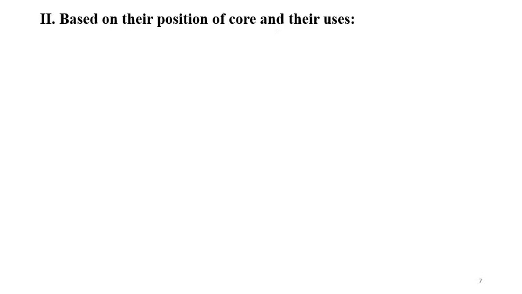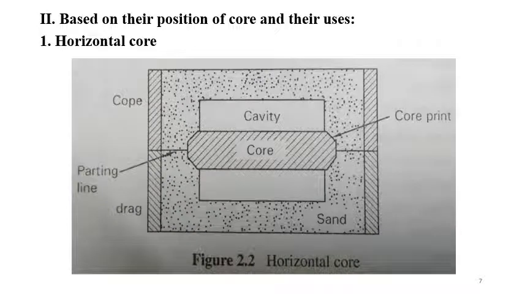Second point, based on the position of the core and its uses. The first one is a horizontal core. We can understand this figure clearly. This is a drag box, this is a core box, and the joining between these two boxes is called the parting line.